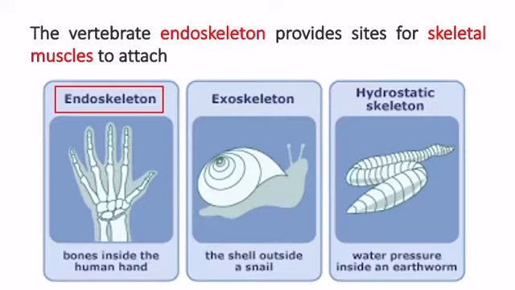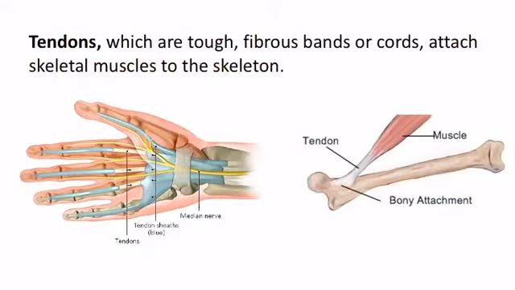The muscular system of vertebrates. The vertebrate endoskeleton provides sites for skeletal muscles to attach. Tendons, which are tough fibrous bands or cords, attach skeletal muscles to the skeleton. For example, here you see that the skeletal muscles are attached to the skeleton with the help of tendons.